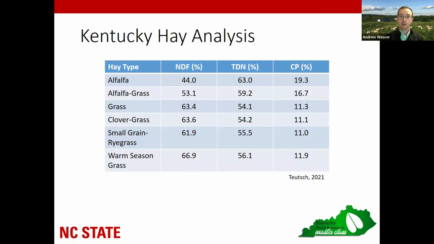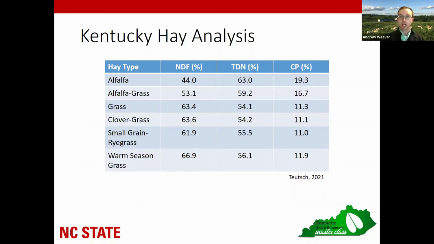To get started though, I wanted to show you some results from a Kentucky hay analysis. This is a summary of a lot of different hay analyses that were done throughout the state of Kentucky, hay samples that were collected in Kentucky, looking at various components of that hay, the quality of the hay. So there are a few different terms here. We have NDF, TDN, and what we call CP. NDF is the neutral detergent fiber. That's our measure of the fibrous component, the plant cell wall component of our hays. That's going to help us predict what that intake is going to be.